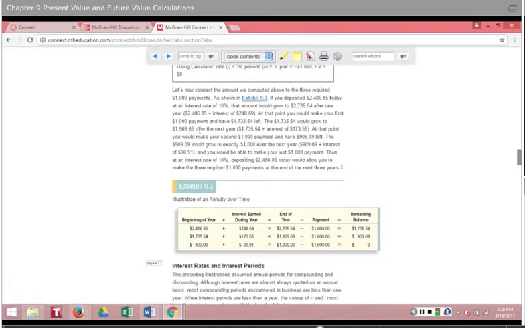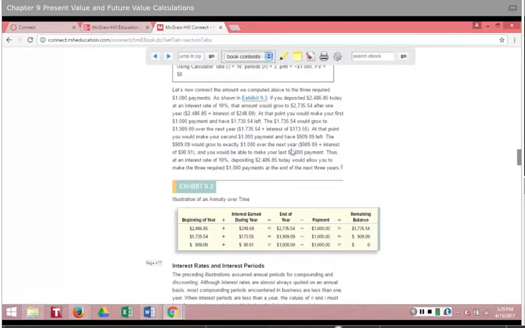At that point, you would make another payment and have $1,735.54 left. And so what happens is it goes up by the amount of interest and down by the $1,000 payment that you make each year. Then in year 2, the $1,735.54 would increase to $1,909, which is the interest incurred, and then it would decrease by the second payment of $1,000 down to $909. And then finally, it would increase by interest of $90.91.